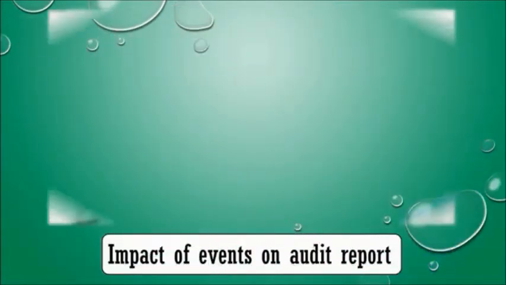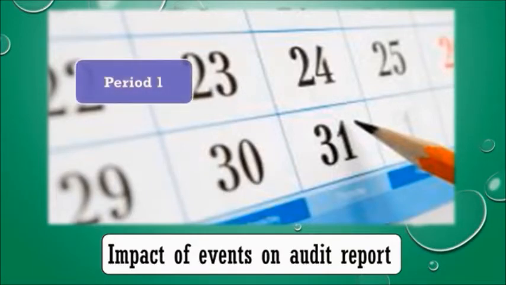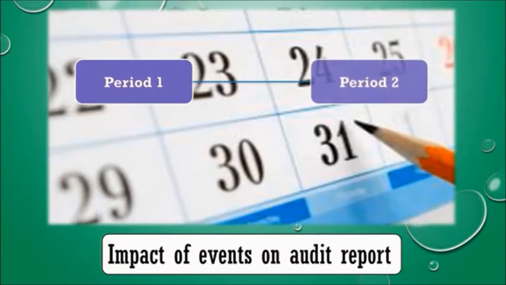There are three periods which can be identified by auditors on subsequent events review, as follows. Period 1, from year-end, during the fieldwork but before signing the audit report. Period 2, from the signing date to delivery of the financial statements. Period 3, after delivery of the report.